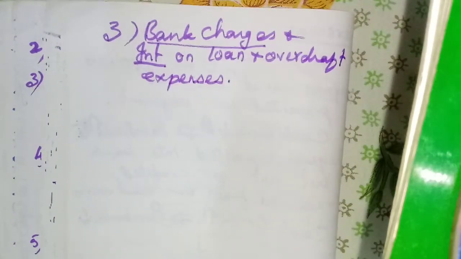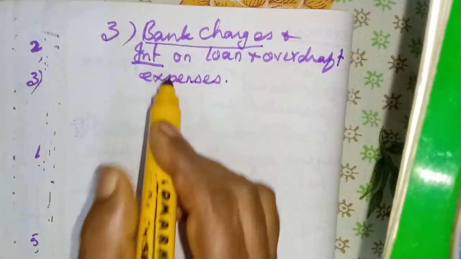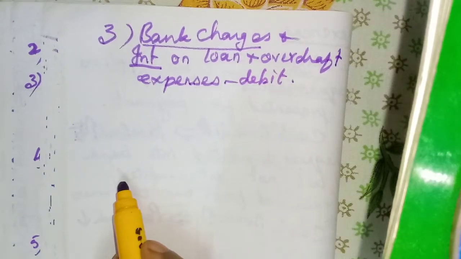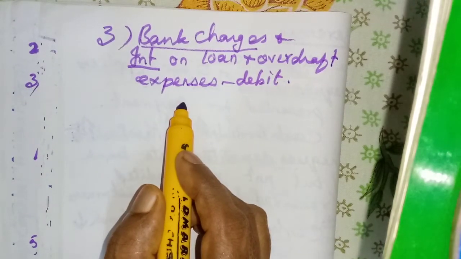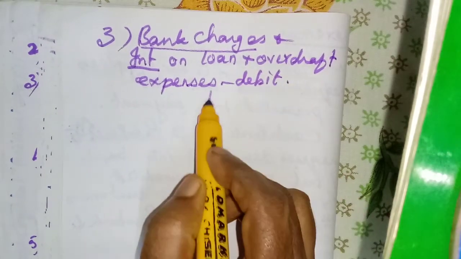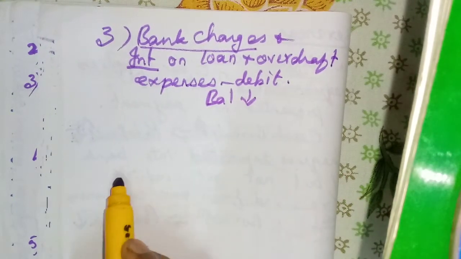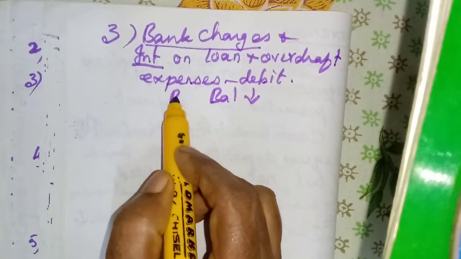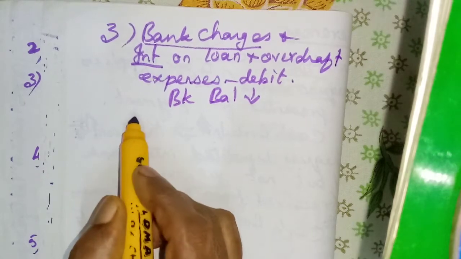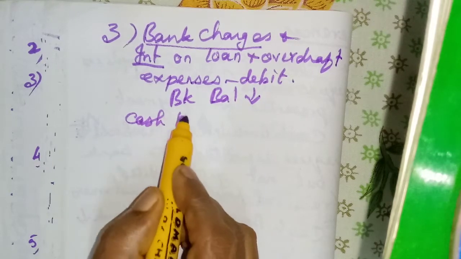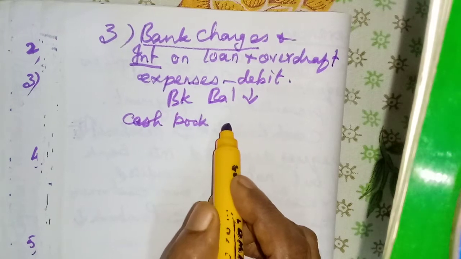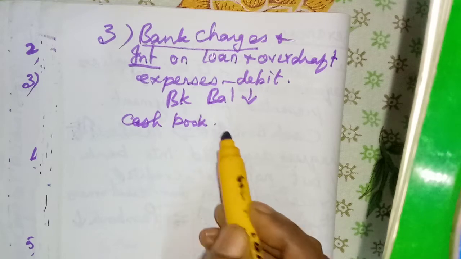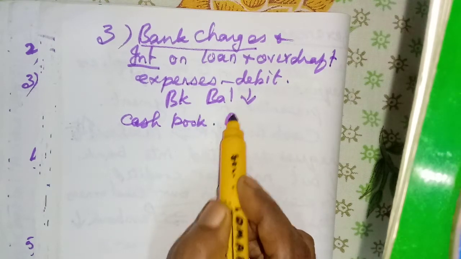So these expenses will be there, they will debit, isn't it? They will debit, okay, debit in the passbook. So the balance will be reduced, isn't it? The balance will be less. But here the bank balance will be less, but in the cash book, this is also an expense for the firm, isn't it? This expense we will not enter in the cash book, that bank column.